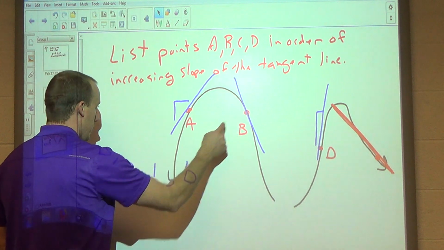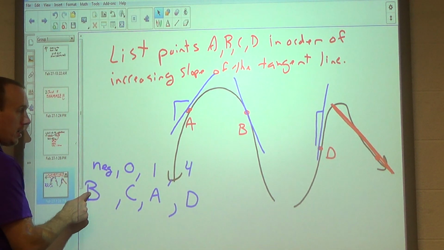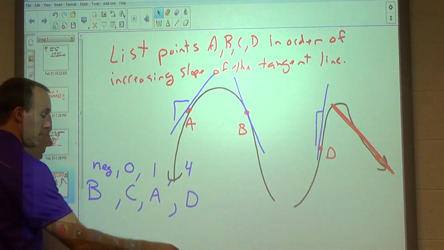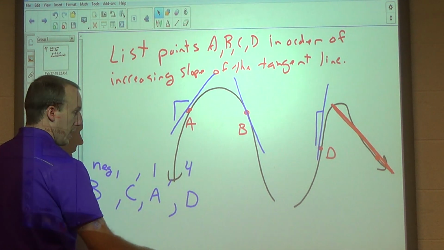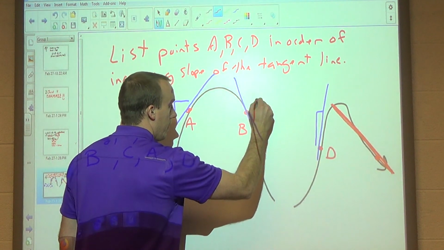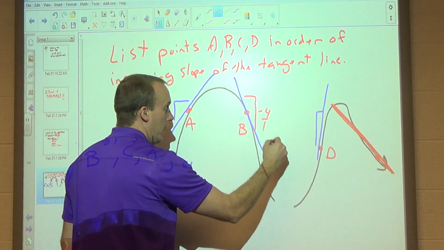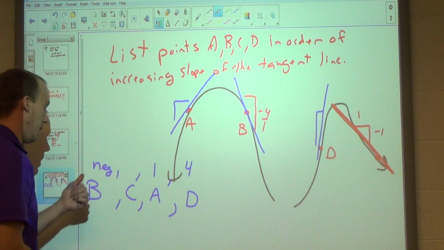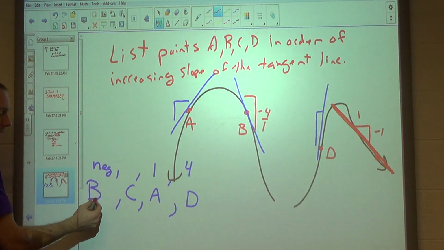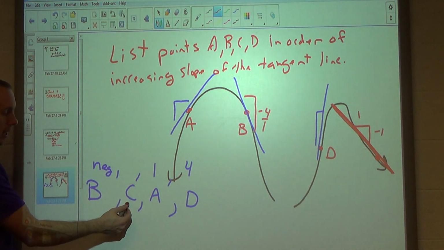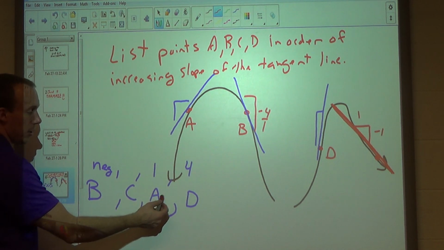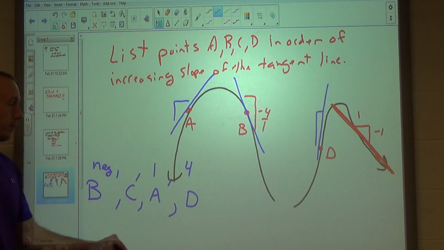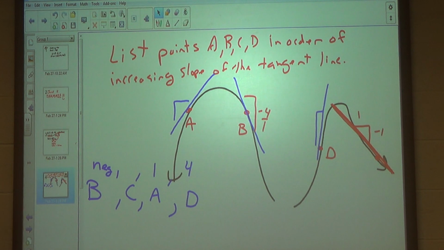B would be the steepest, so B would still be here, and my C would stay there, but it's less steep, so it's less negative. This would be like a negative 4 over 1. This would maybe be like a negative 1 over 1. So negative 4 is the biggest slope, so it goes negative with the biggest slope, negative with a little less slope, positive with a little less slope, and then positive with the biggest slope. Questions on that? No. Alright, let's go to the next question.